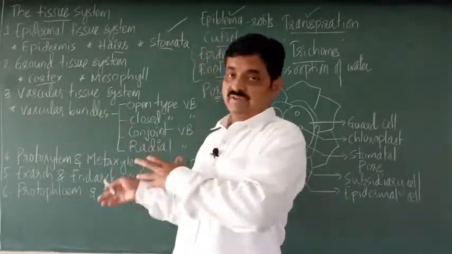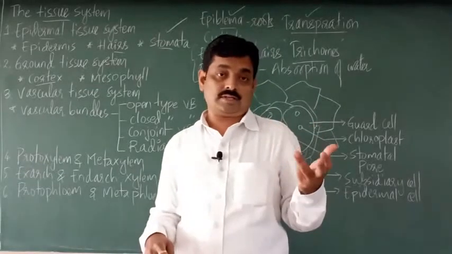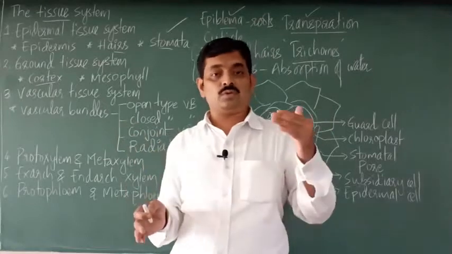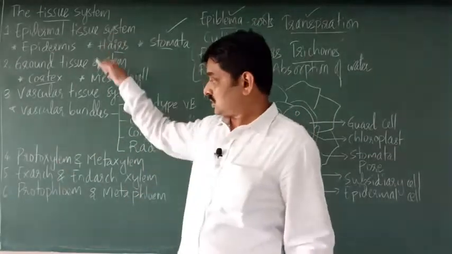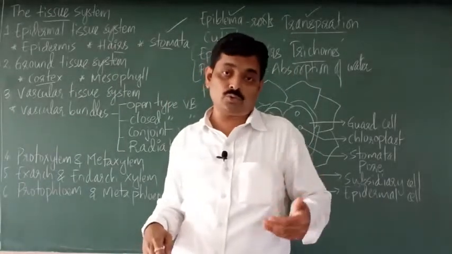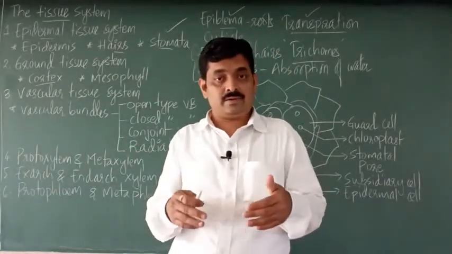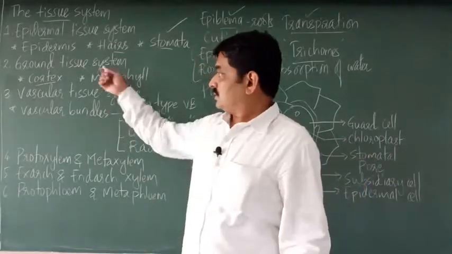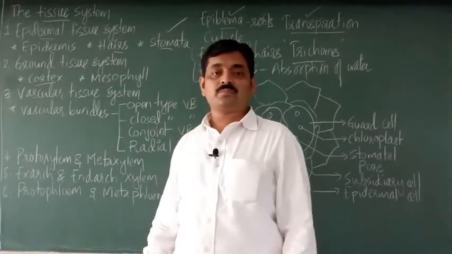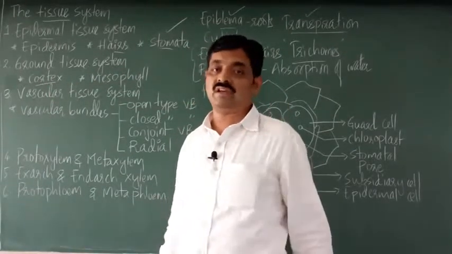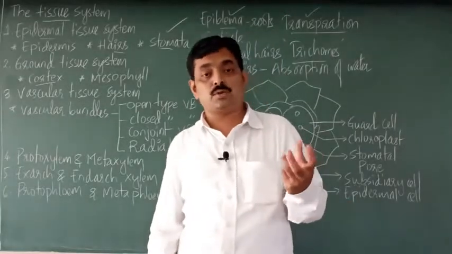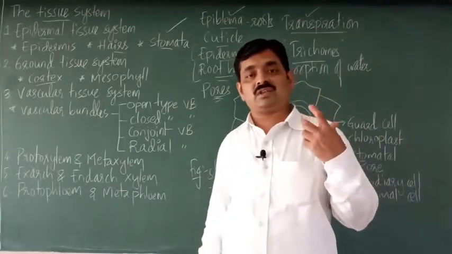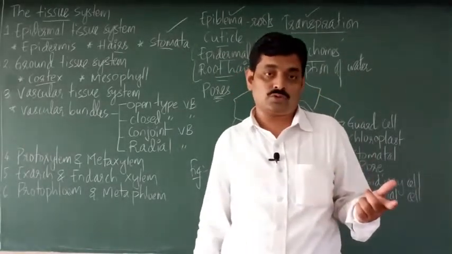You will understand all this when we discuss the anatomy of stem, root and leaf. In the coming videos, we will discuss the anatomy of root, stem and leaves. At that time all this will be very clear to you. Now cortex is an important component of the ground tissue system. Cortex is composed of parenchyma cells. You may see cortex in the stem and roots.